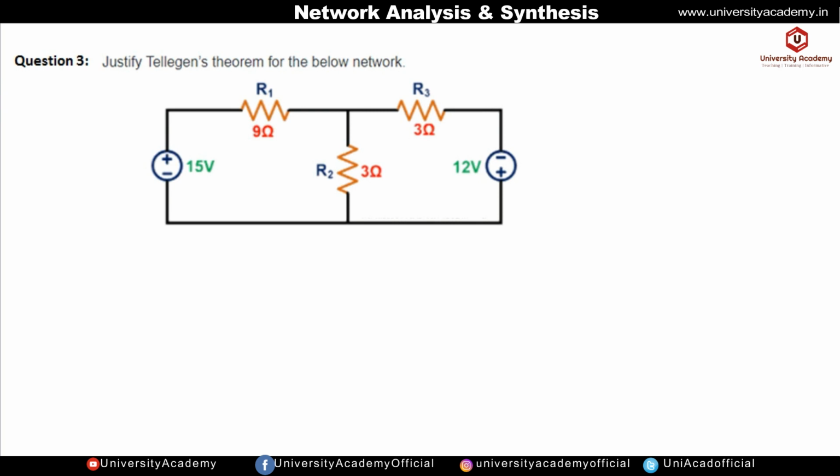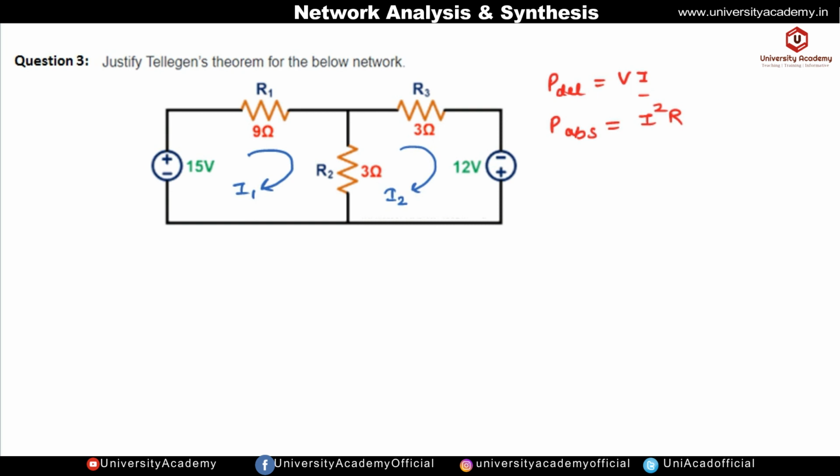Power delivered by the voltage source is given by V into I, and the power absorbed by the resistor is given by I square into R. So we have to find out the current. Let us solve this network using mesh analysis. Suppose the current flowing in this mesh is I1. I'm taking the clockwise direction, you can take anti-clockwise. Now suppose the current flowing in the other mesh is I2.